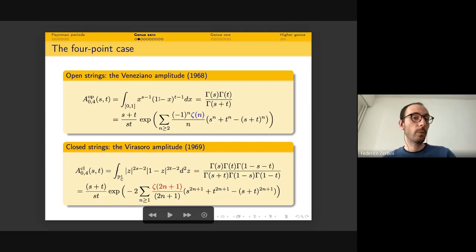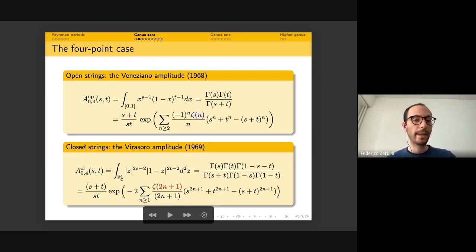And well, this is a very well-known integral. This is just the Euler beta function. So it's well known that you can write this as a quotient of gamma functions. And as I said, physicists are interested in the so-called low energy expansion, so for s and t that go to 0, because this will give you back the quantum field theory limit of string theory. And it's very well known that the expansion of this function is given by the following formula, where these zeta of n are just special values of the Riemann zeta function.